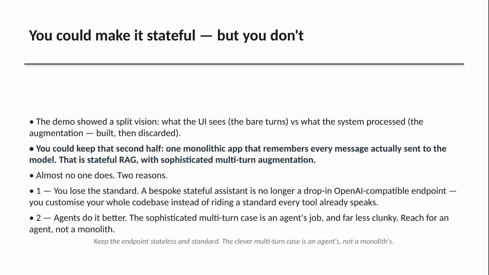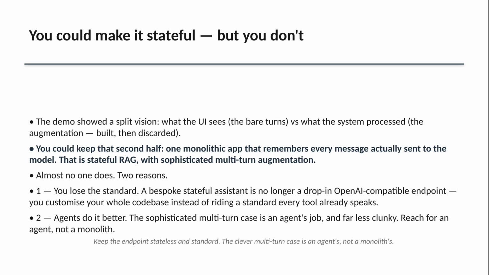The demonstration gave you a split vision: what the chat interface sees, the bare turns, and what the system actually processed, the system prompt and the retrieved file, built for one call and discarded. You might want to keep that second half. And you could. You could build a single, monolithic application that remembers every message actually sent to the model, not just the turns the user saw, and on top of it, design sophisticated multi-turn augmentation schemes. And yet, almost no one builds this.